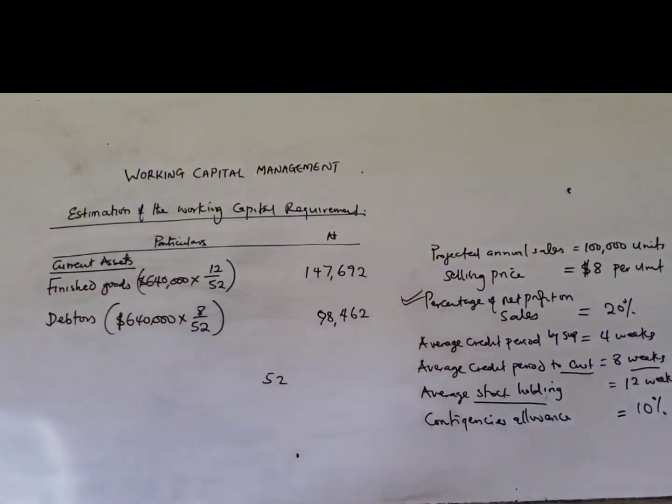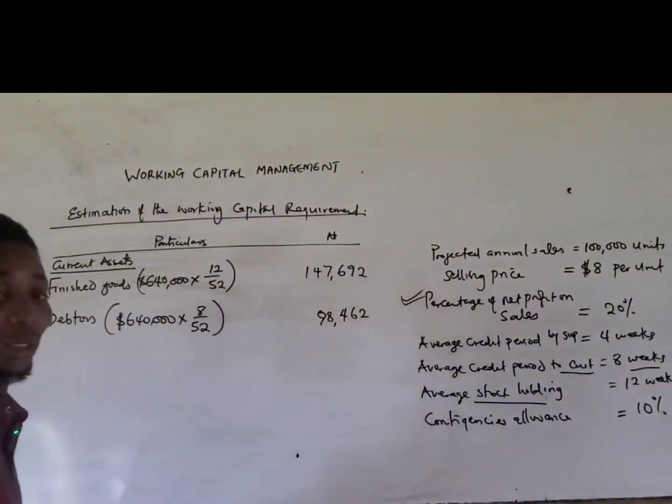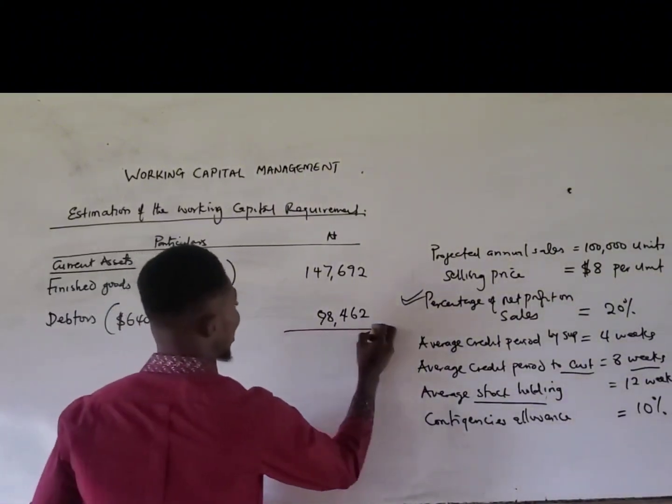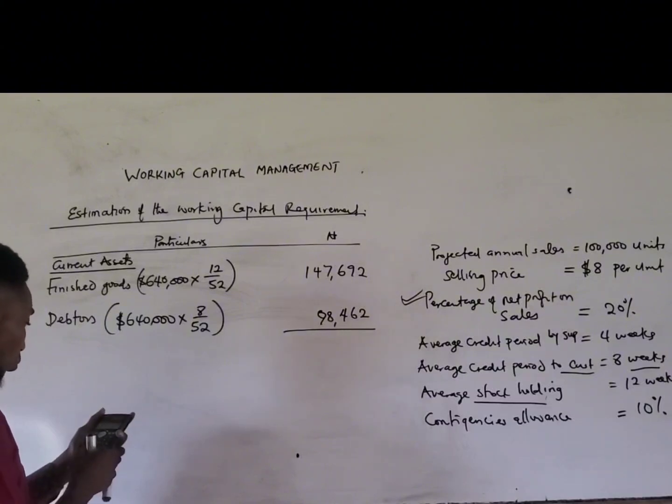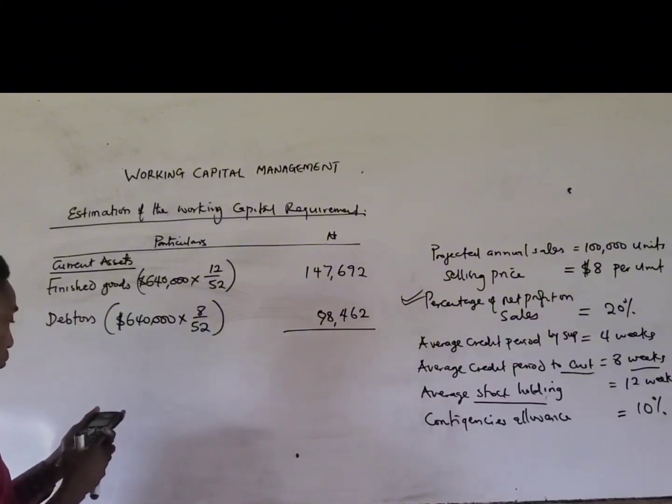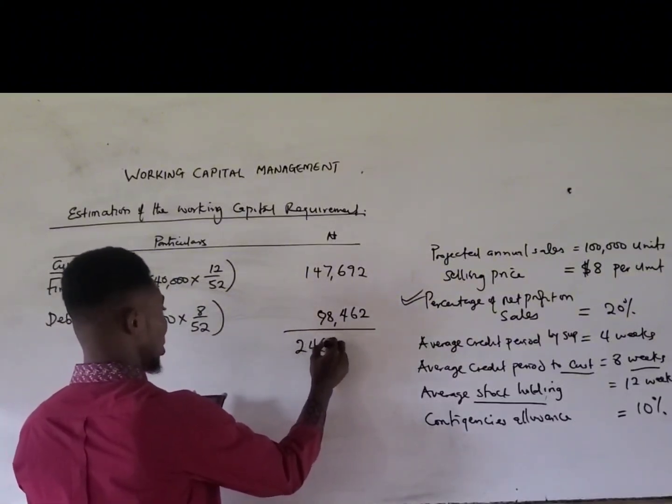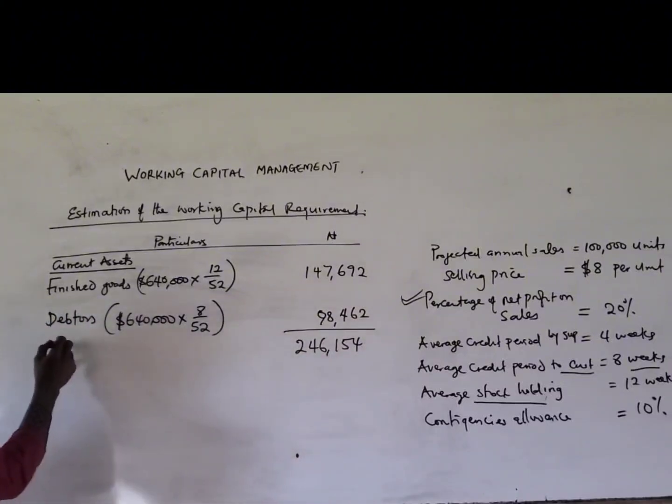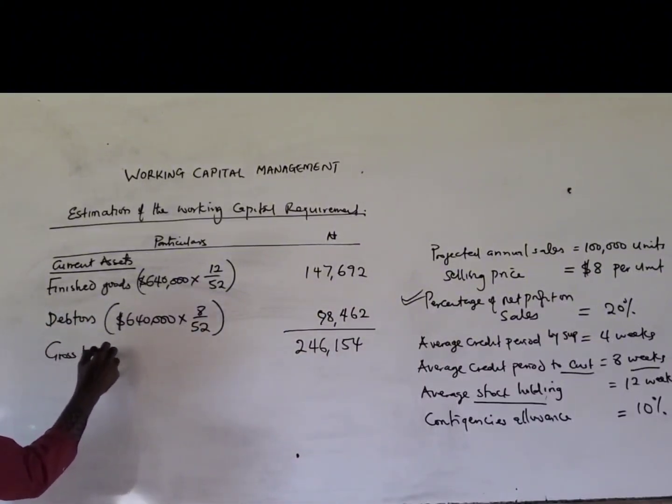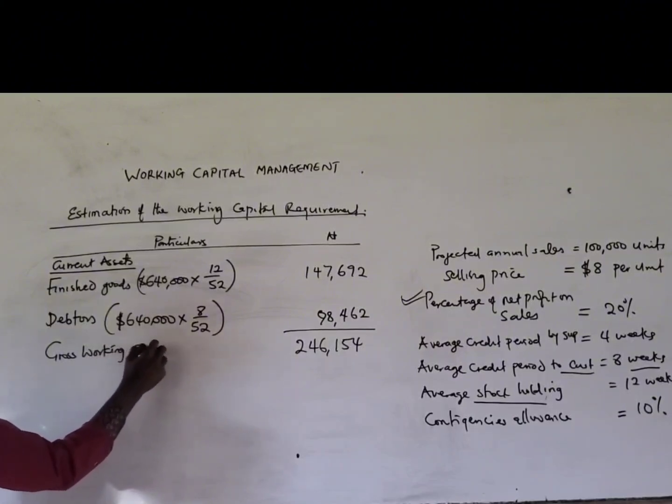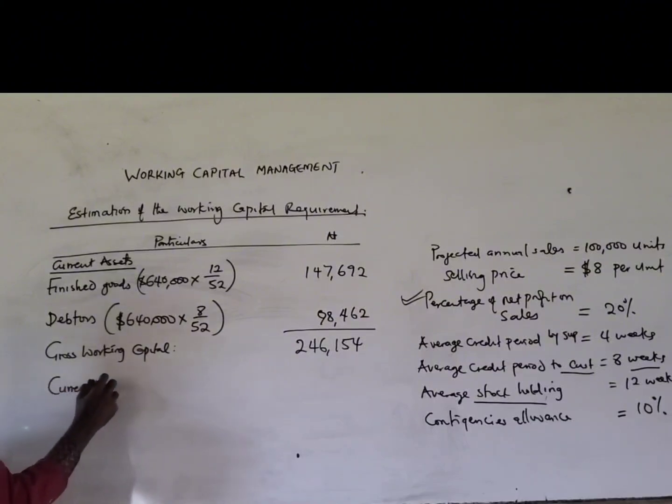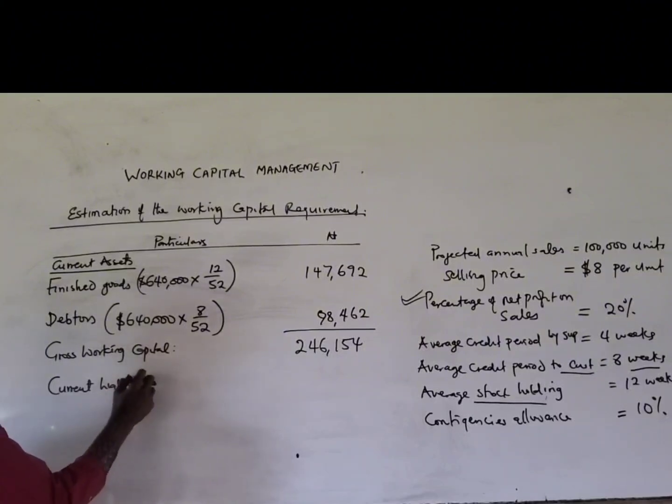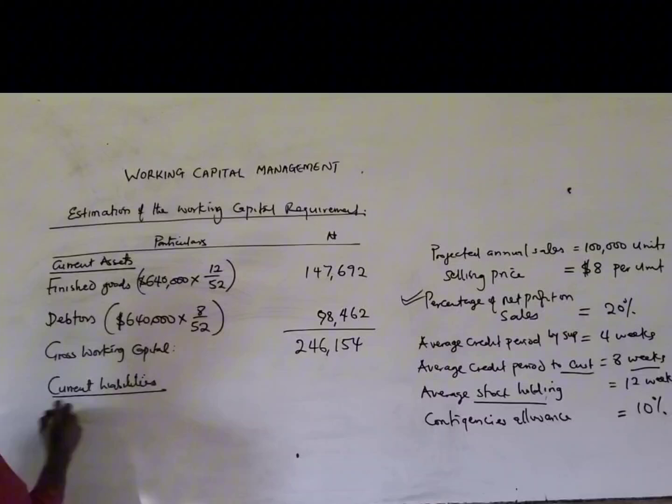All right. So you add the two assets together. This will give us what we call the gross working capital. 147,692 plus 98,462 is 246,154. We call this our gross working capital. Then you less your current liability. So under current liability, we have creditors there.